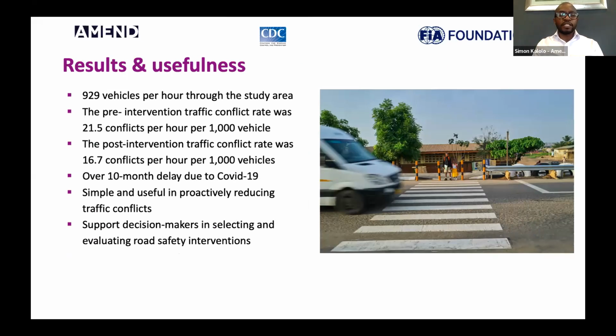When we collected the baseline data, what we saw was about 21.5 conflicts per hour per 1,000 vehicles around that school, that cluster of schools. And then post-implementation, when we put our interventions in place together with the local authorities, we collected the data and found that there were only 16.7 conflicts per hour per 1,000 vehicles. But again, I want to say that this took place about 10 months later due to the COVID-19 pandemic.